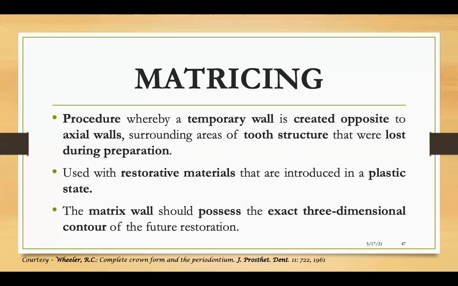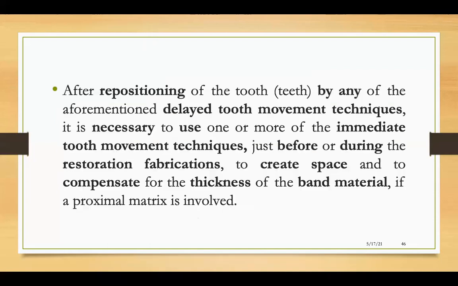Matricing is a procedure whereby a temporary wall is created opposite to axial walls surrounding areas of tooth structure that were lost during preparation. It is used with restorative materials that are introduced in a plastic state. The matrix wall should possess the exact three-dimensional contour of the future restoration. Let me just quickly show that.